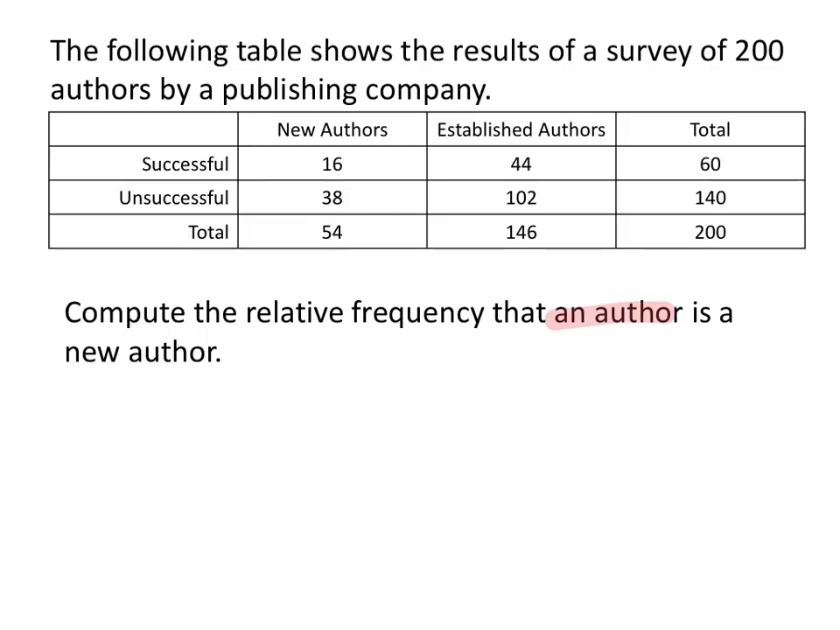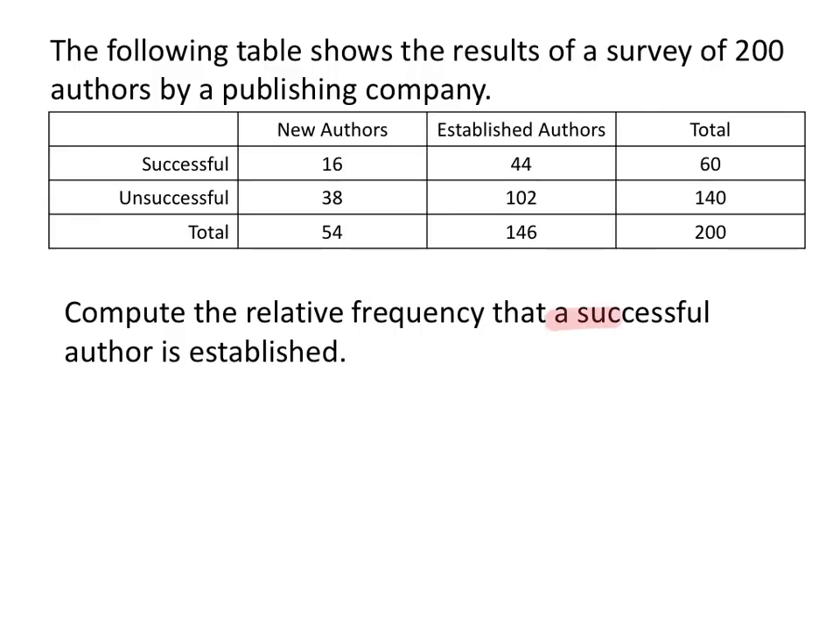An author, 200 authors, and is a new author. That's this whole column, so the total was 54. 54 over 200. You will be asked to either put these in 2 decimal places or reduce the fraction, but that's kind of secondary. As long as you can create the fraction, the rest of it you can work on after the rest of the exam is finished.